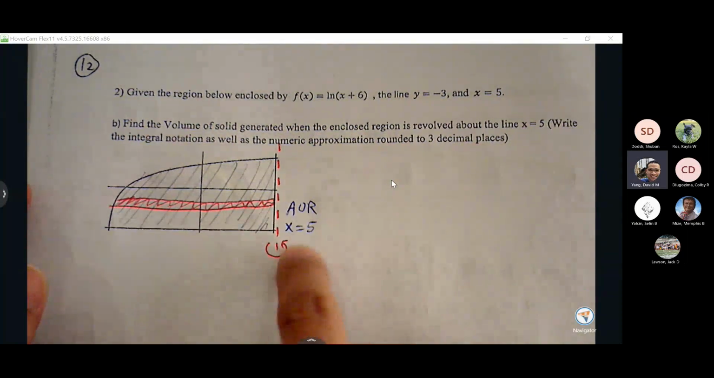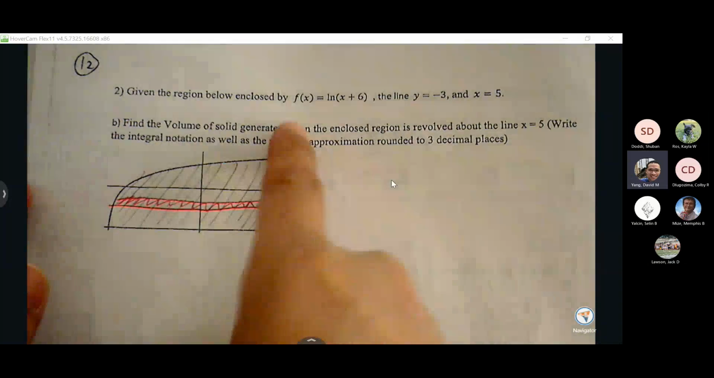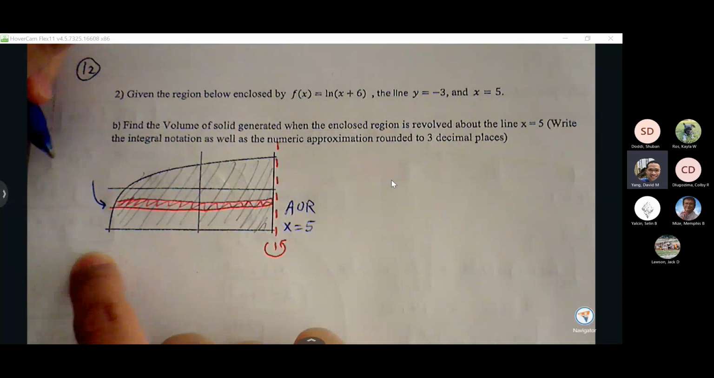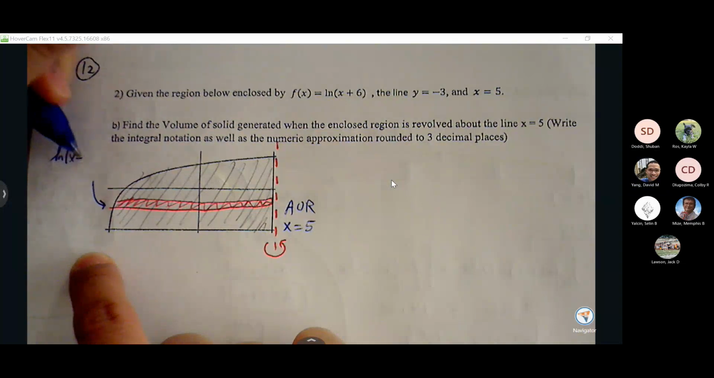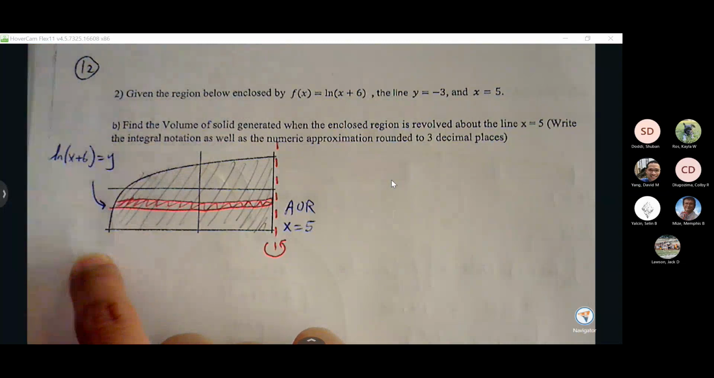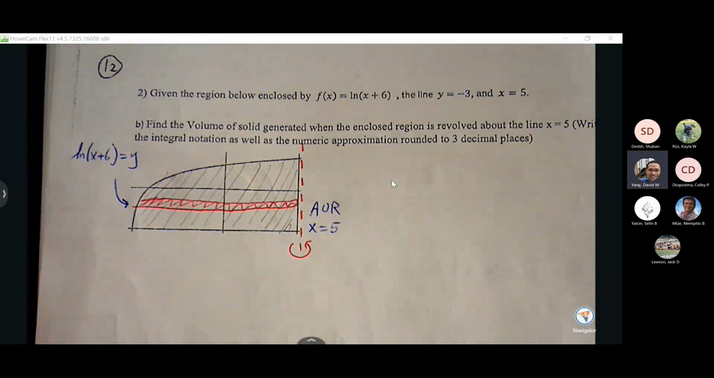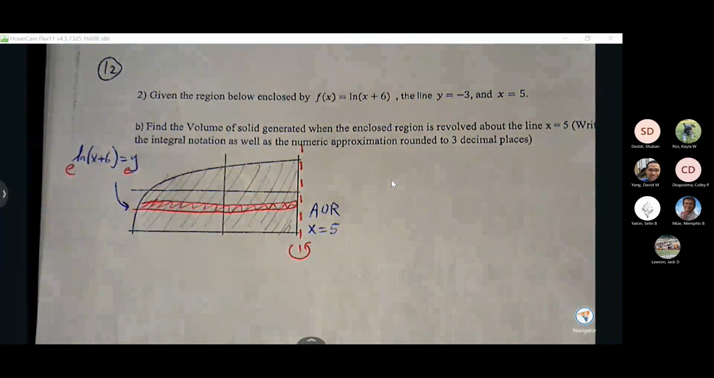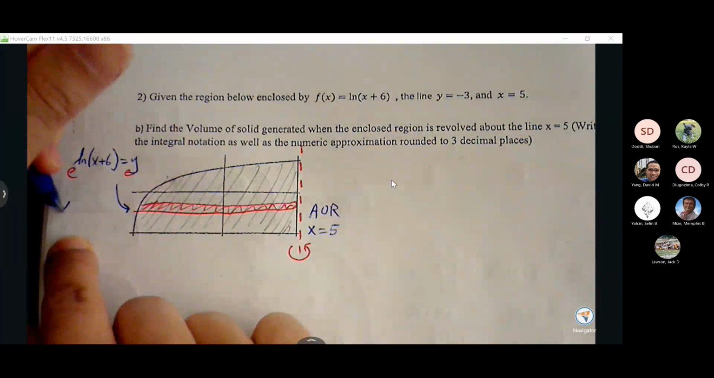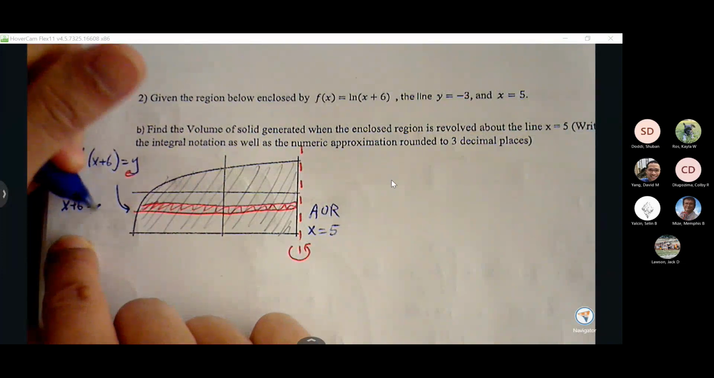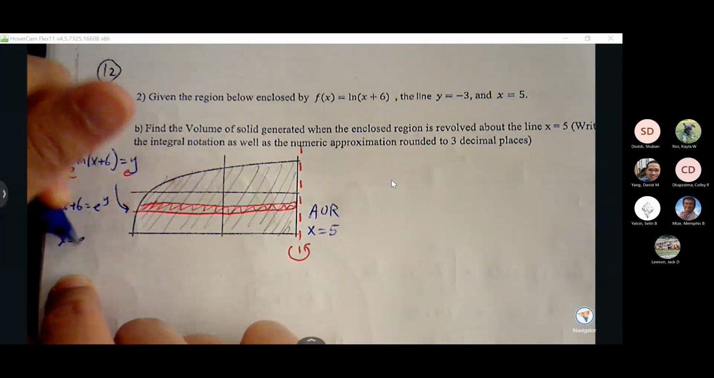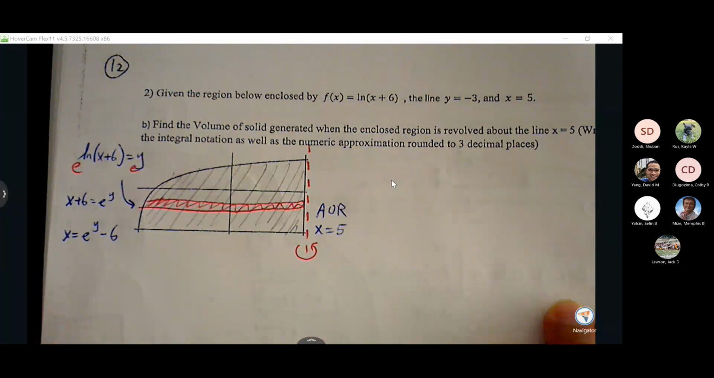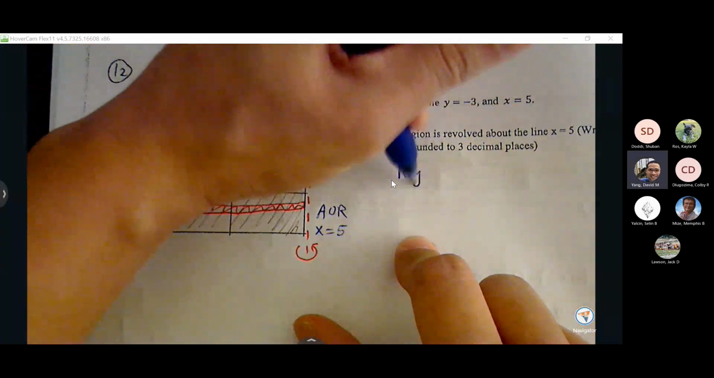Well, I know the right endpoint is this line x equals 5. The left endpoint is the curve, and the curve requires me to rewrite the equation here. But I do want to solve for x. Raise both sides. E is the base. Okay, right minus left, R of y.